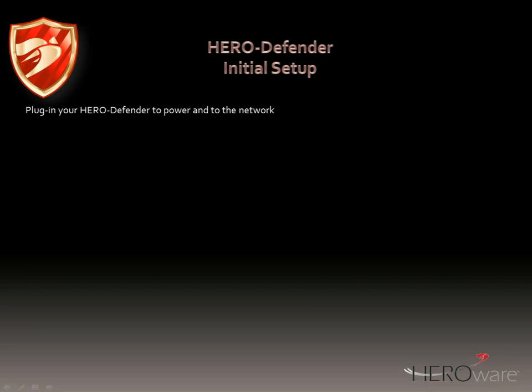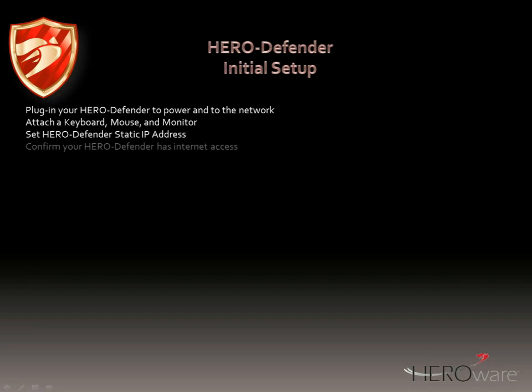First, plug in your Hero Defender to power and to the network. Next, attach a keyboard, mouse, and monitor. Set your Hero Defender to a static IP address. Next, confirm your Hero Defender has internet access. Give your Hero Defender a unique and end-user specific name, such as ABC-Defender or ABC Company-Defender.